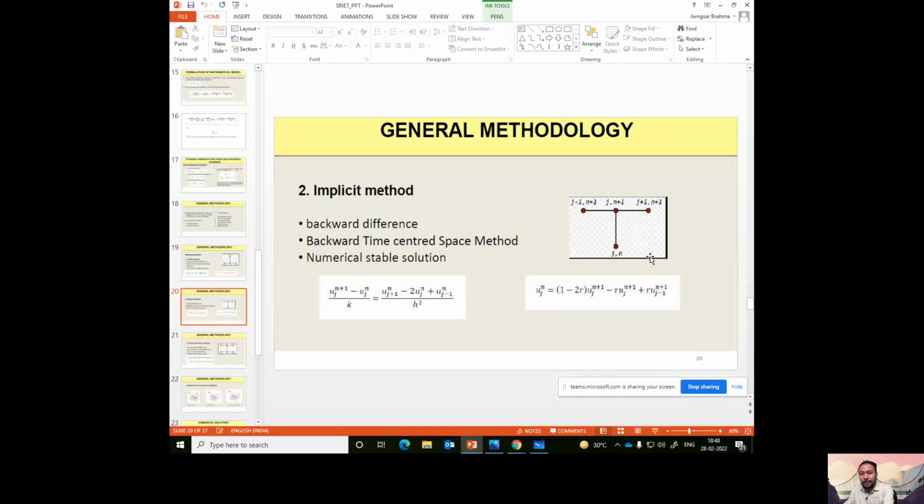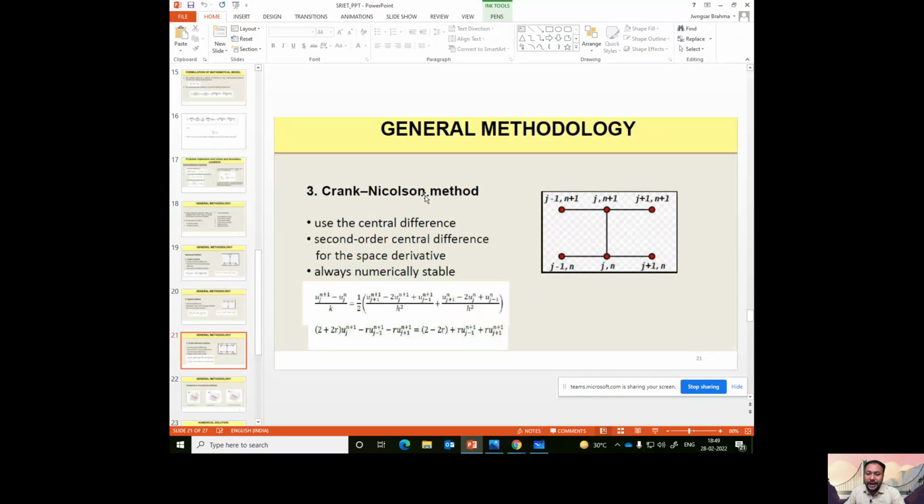Now come up here. Implicit method: we use the backward difference method. I hope we are very clear on how to discretize backward and forward here. Backward I can apply here, while forward we use in previous methods, and it gives numerically stable solutions. It means I can get the value of this if I have the value of this and the value of this. What is the value of R? It is K by H square.